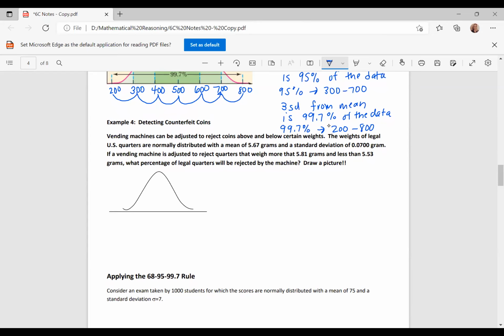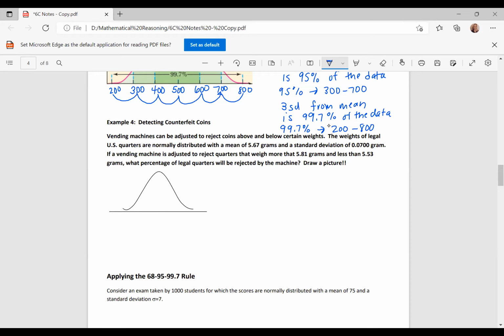So the weights of legal U.S. quarters are normally distributed with a mean of 5.67 grams and a standard deviation of 0.0700 grams. If a vending machine is adjusted to reject quarters that weigh more than 5.81 grams and less than 5.53 grams, what is the percentage of legal quarters that will be rejected by the machine? Draw a picture.